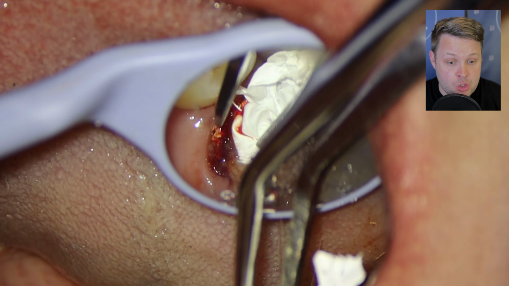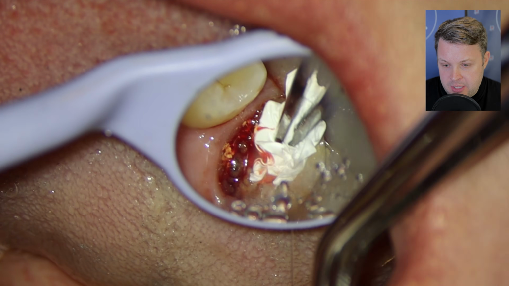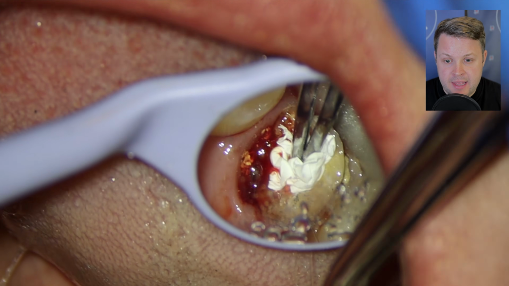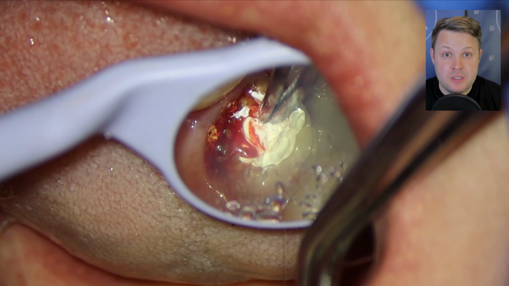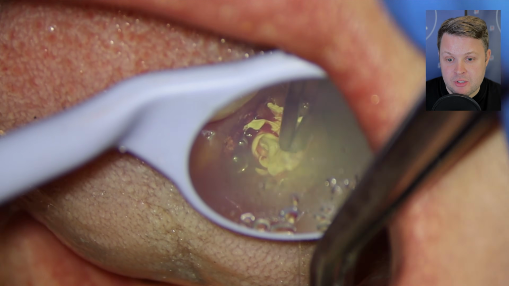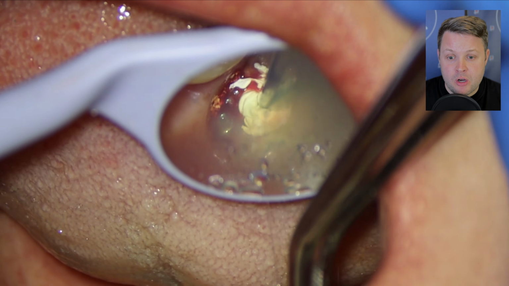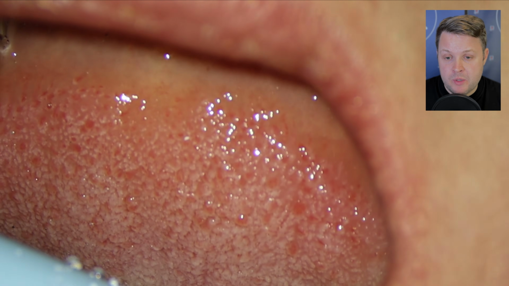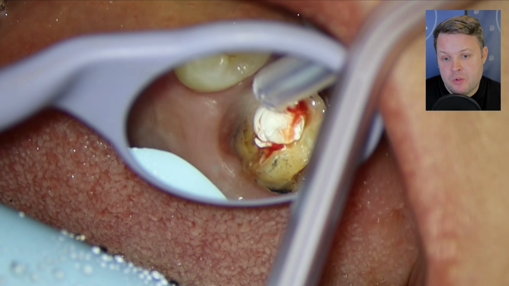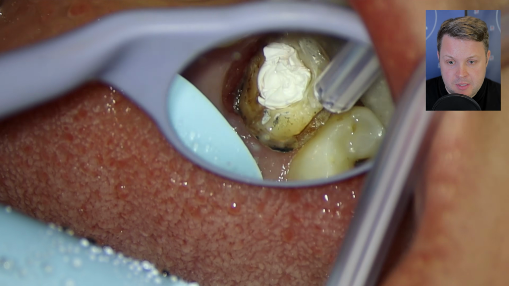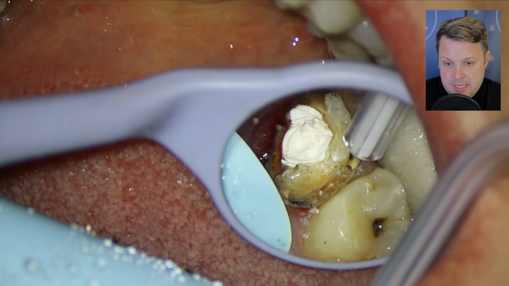I was happy to restore this tooth, and I did mention to the patient that if their referring dentist wasn't happy, I would be more than happy to restore this tooth for them. I've got quite a good working relationship with the referring dentist, so they know that I'll restore things if they're unhappy to. And it looks really, really deep down there.